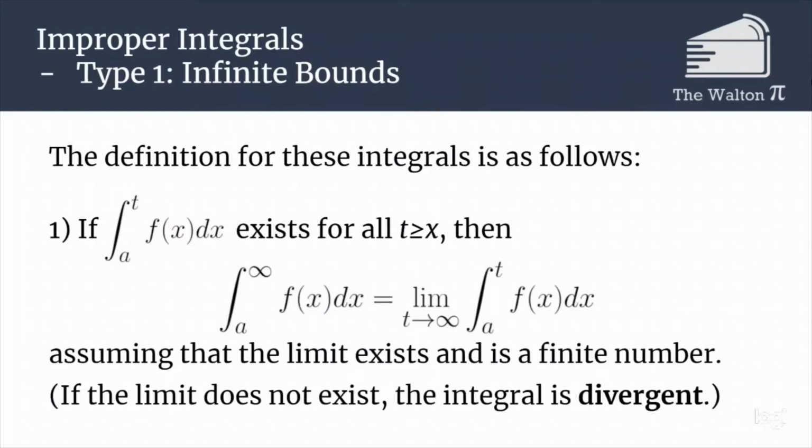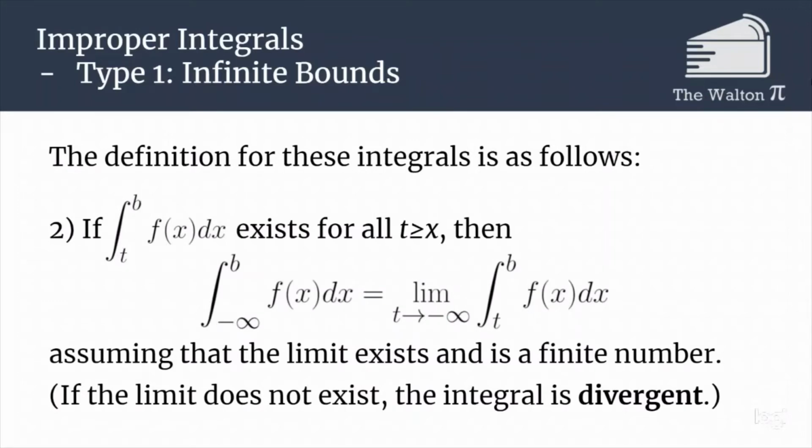So the definition for these integrals is as follows. If the integral from a to t of f of x dx exists for every t bigger than a, then the integral from a to infinity of f of x is equal to the limit as t goes to infinity of the integral from a to t of f of x. So assuming this limit exists and is a finite number, we say that this is a convergent improper integral, and it'll converge to whatever that number is. And so that's the value of the improper integral. If the limit does not exist, though, we say that the integral is divergent.